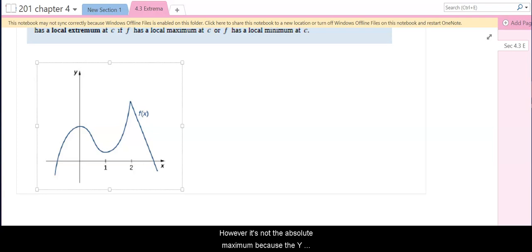However, it's not the absolute maximum because the y value when x is 2 is higher. So the y value at x equals 2 is the absolute maximum, and the y value at x equals 0 is a local maximum.